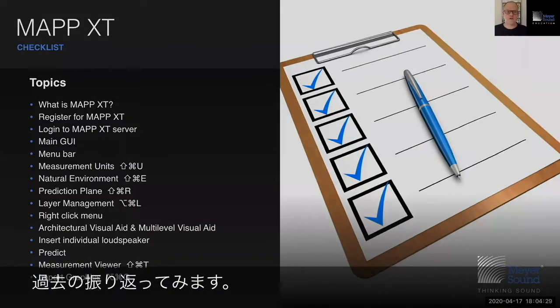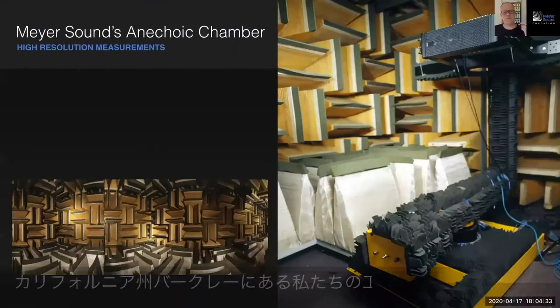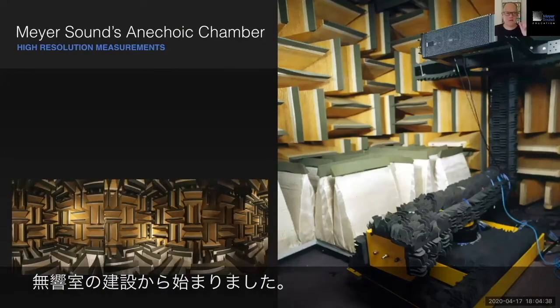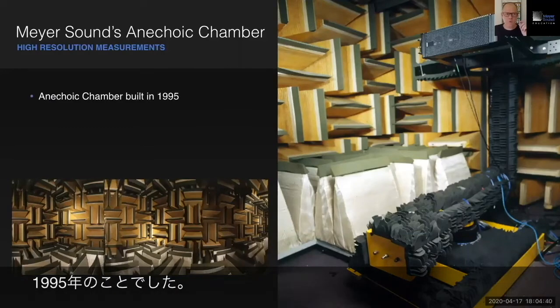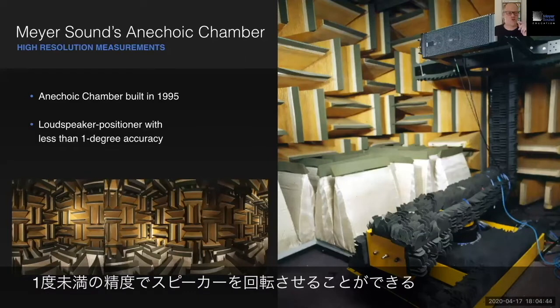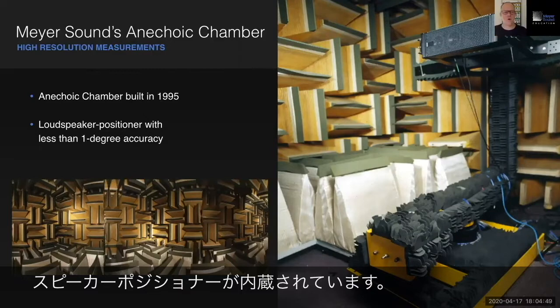Okay. So trip down memory lane. Where did Mapp XT come from? Well, it basically started with the building of the anechoic chamber at our factory in Berkeley, California, which was in 1995. And it houses a loudspeaker positioner that allows us to rotate, to pivot loudspeakers with less than 1 degree accuracy.